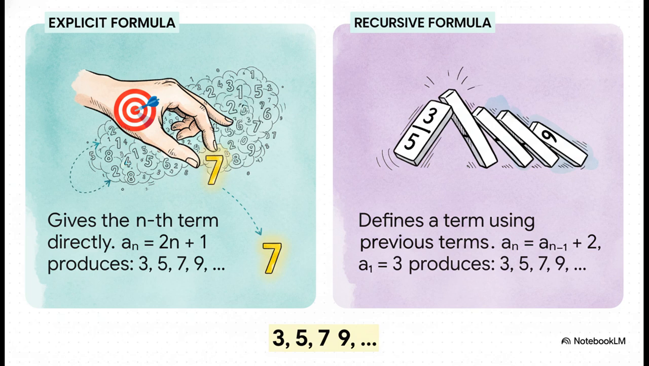Now, what's really cool is that there are two main ways to cook up a sequence. Think of the explicit formula on the left as a GPS. You want to know the 500th term? No problem. Just plug in 500 and bam, you're there instantly. The recursive formula on the right, though, is more like giving directions step by step. It tells you how to find the next term based on the one you're on right now. But here's the wild part. Two totally different recipes, but they bake the exact same cake: the sequence 3, 5, 7, 9, and so on.